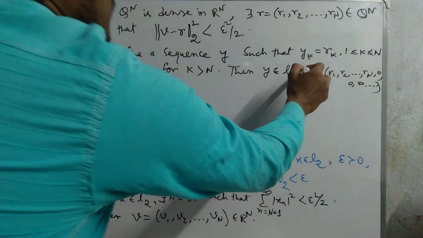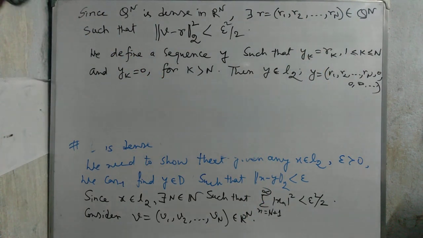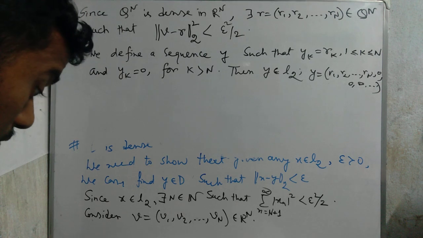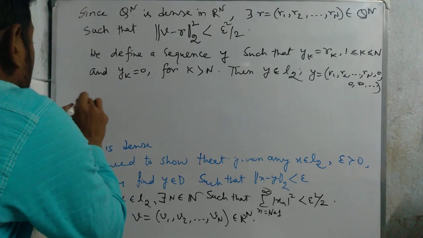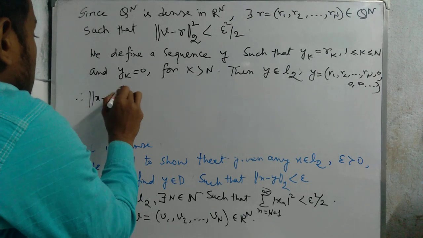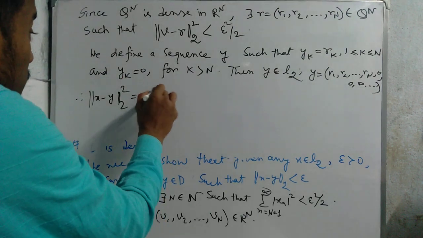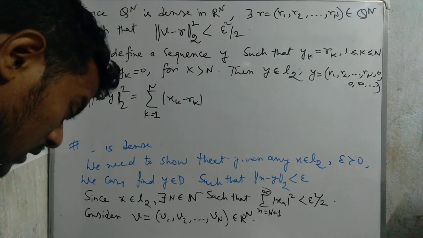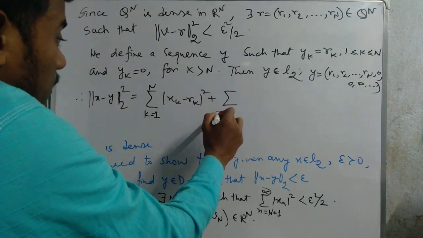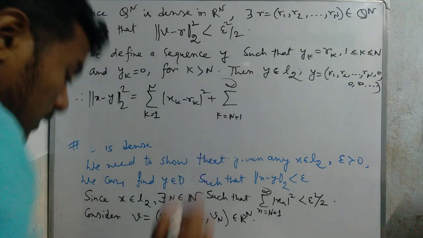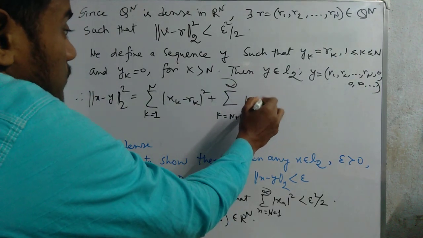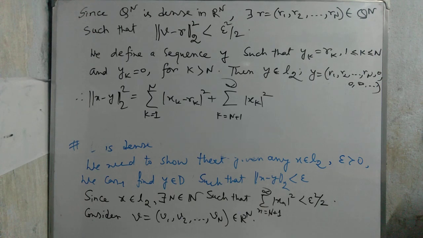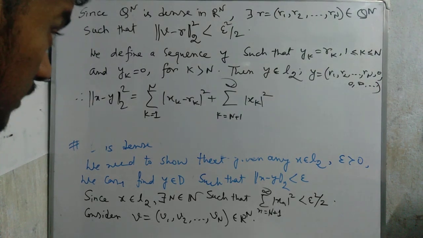So y belongs to L2. Now what we have, what we know from previously: the norm of x minus y squared equals the sum for k equal to 1 to n of |xk minus rk| squared, plus the sum for k equal to n plus 1 to infinity of |xk| squared. Why? Because obviously y equals 0, 0, 0 after n plus 1 term. Then this one is done.